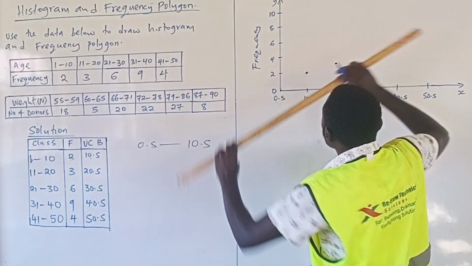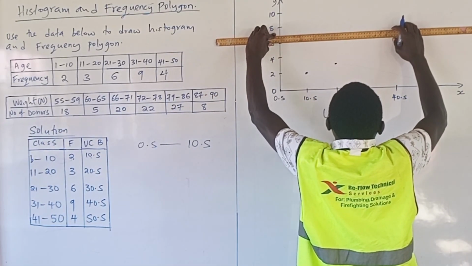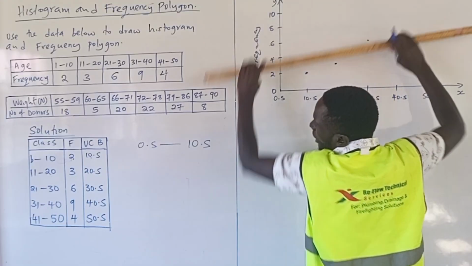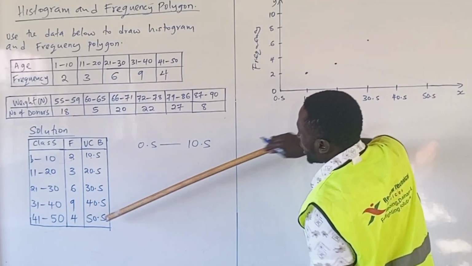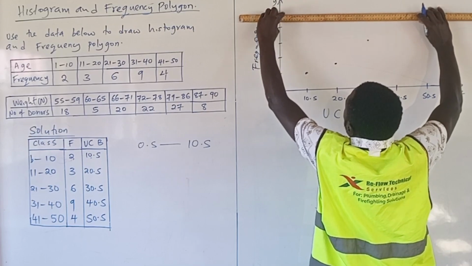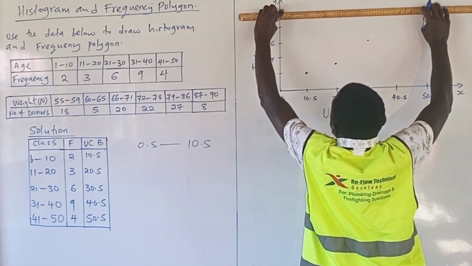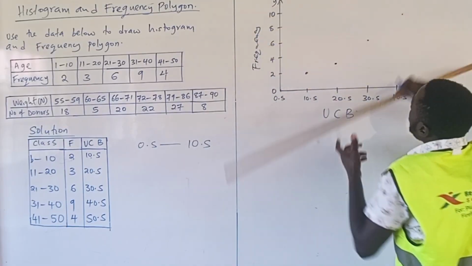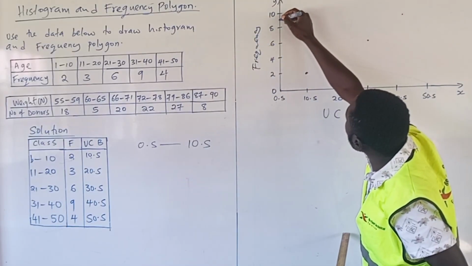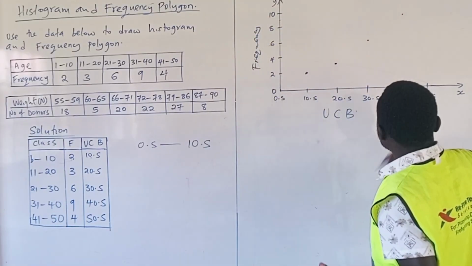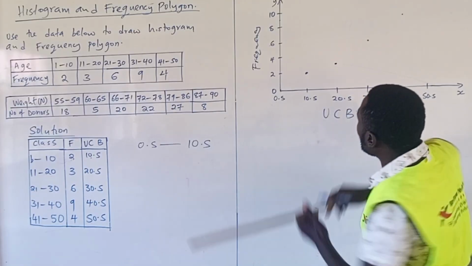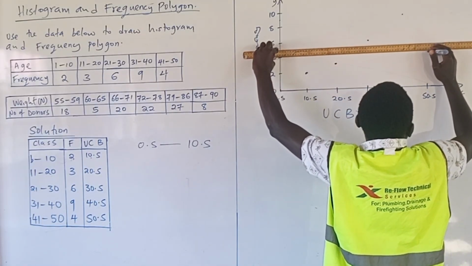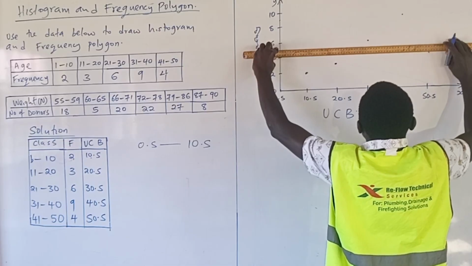Then 6 is 30.5. Then 9 is 40.5. So where 9 is meeting with 40.5. Use a ruler so that you are very careful. 9 is in between there. Then the last one is 4. 4 meeting with 50.5.